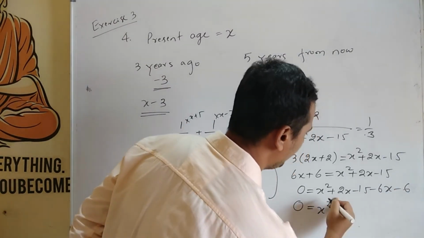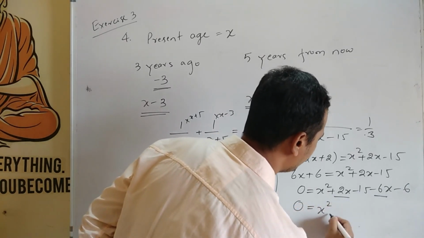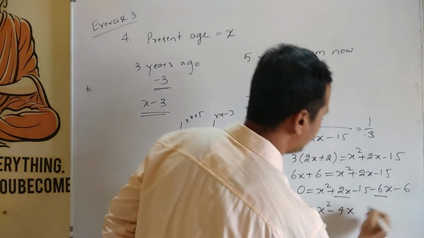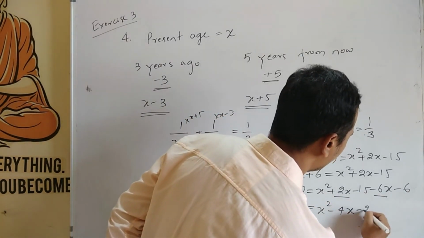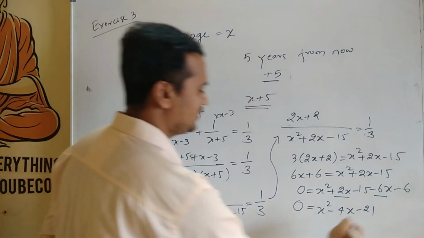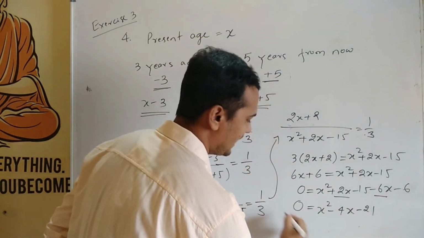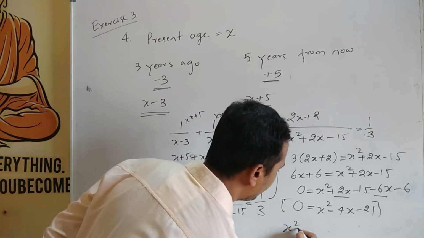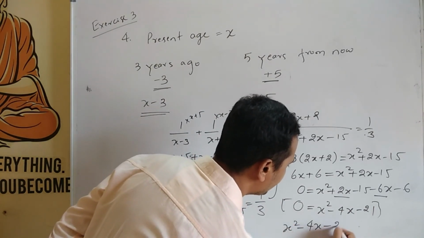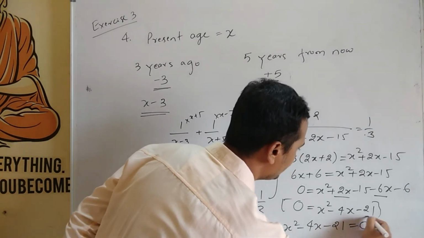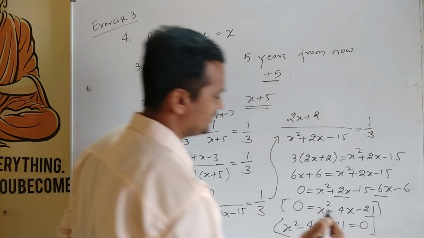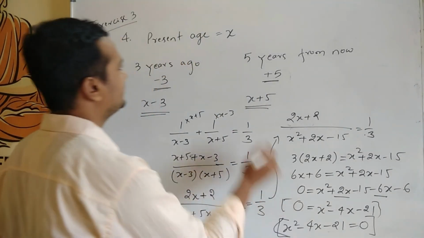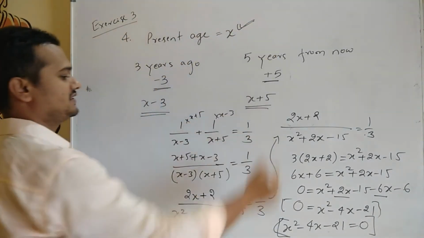x square, 2x and then minus 6x will give minus 4x. Minus 15 and then minus 6 will give minus 21. So keep it in a standard form. You can either keep it like this, or x square minus 4x minus 21 is equal to 0. So this is our required equation. If you solve this equation, you will get a value for x. That is the required answer. That is the present age.